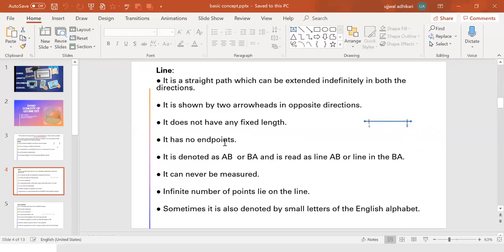A line never has a fixed length because it is only the straight path. How is the path? We don't know. It has no end point.